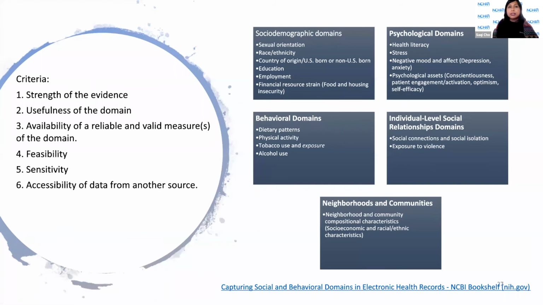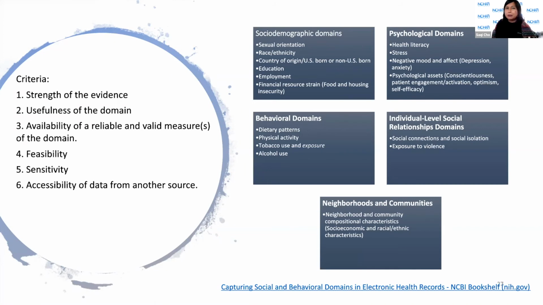So the committee decided on using the following criteria for domains to be given a high priority of inclusion in EHRs. And the first is the strength of the evidence of the association between the domain with health. The second is the usefulness of the domain for management and treatment of a patient's illness, or to describe and monitor population health and make healthcare related policy decisions that affect the entire patient population, or for research to learn about the cause of illness, the predictors of outcomes of care, and the impact of interventions at multiple levels.